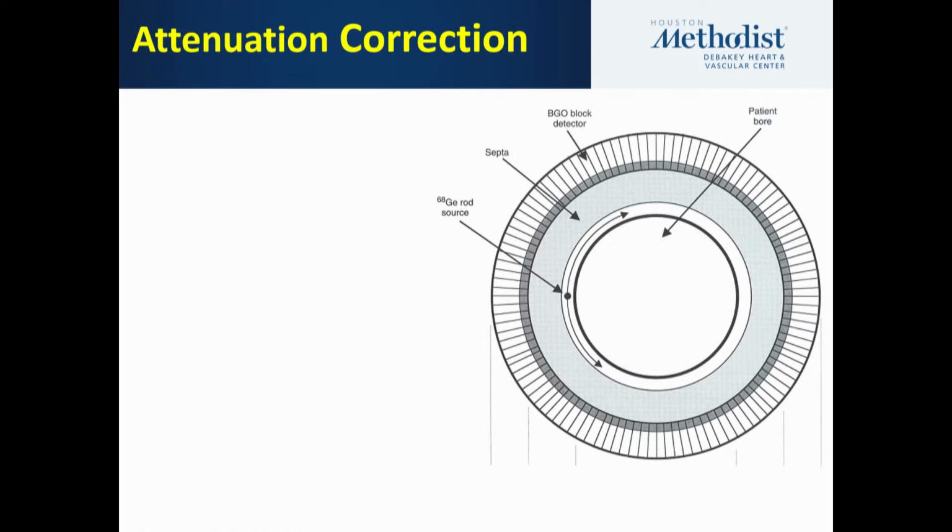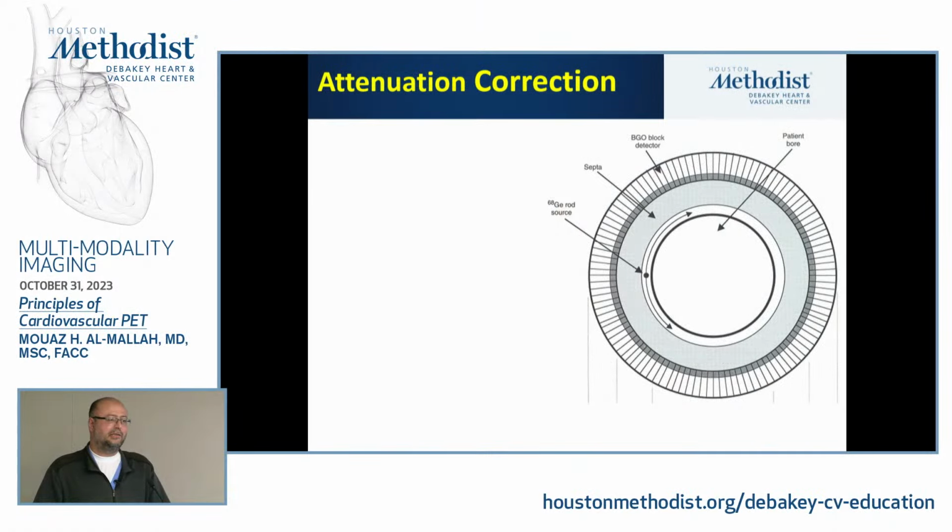Another major difference between SPECT and PET is the issue of attenuation correction. For those of you who rounded on 409, you know attenuation correction in SPECT is optional. It's preferred, we like it, but you can do a study without attenuation correction and you can interpret it. Sometimes it will be hard if you have a lot of artifact, but it's not impossible. With PET, you cannot read a PET without attenuation correction. PET by default has to be attenuation corrected for different reasons.